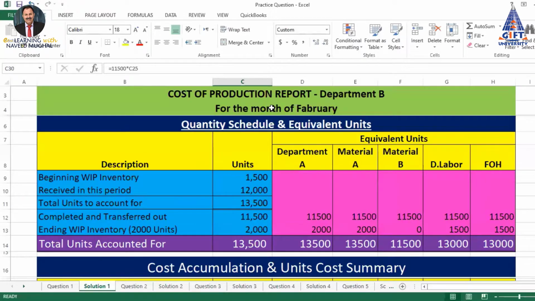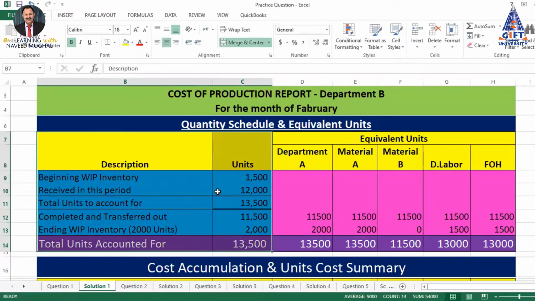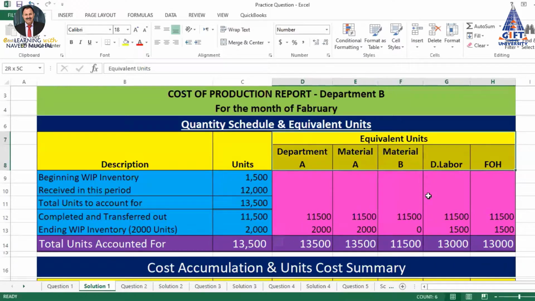For the preparation of a cost of production report, as the first step, we prepare the quantity schedule and equivalent units. Here we have a format for the calculation of the quantity schedule and equivalent units. This segment shows the quantity schedule and this segment gives us the calculation of equivalent units. In this way, we can prepare the quantity schedule and equivalent units.